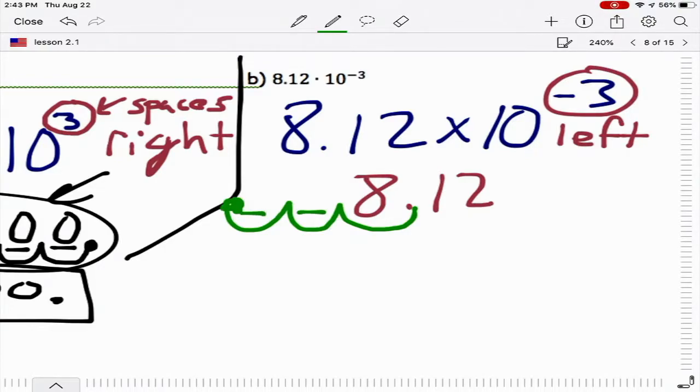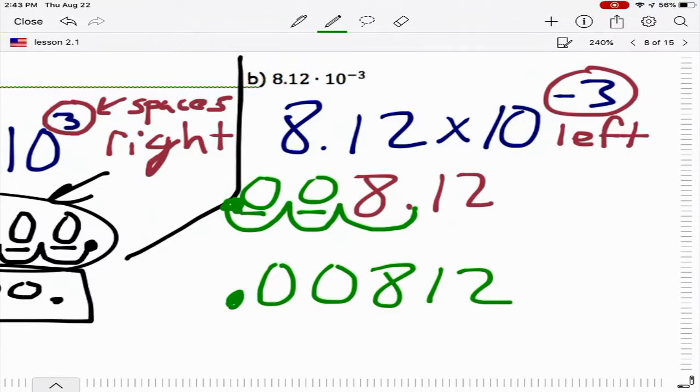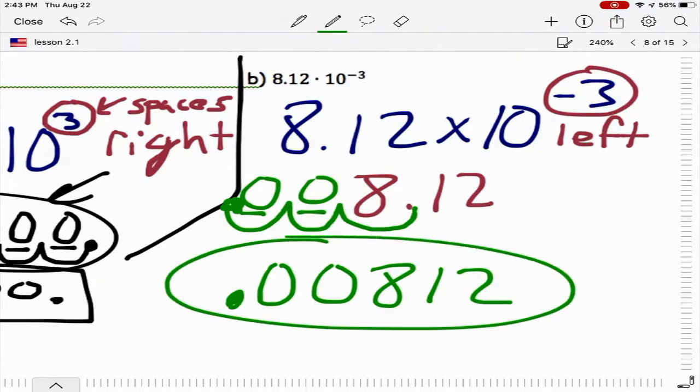I put zeros as buffers. Once again, I rewrite this. I don't circle this. This is not my answer. So I rewrite it. I have a decimal. I have 2 zeros after the decimal. And then I have the 8, 12. And there's my answer, right?